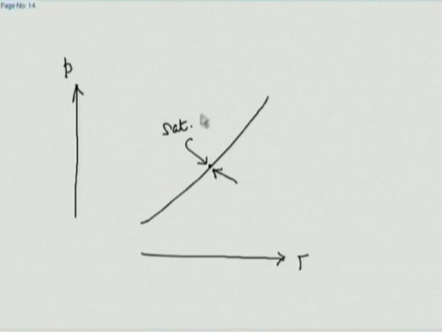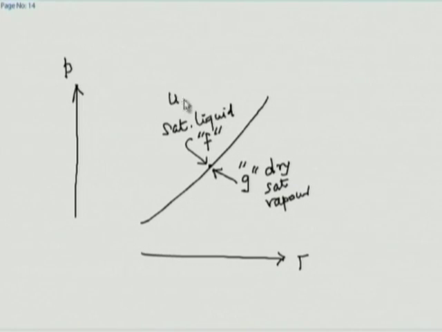The saturated liquid state is denoted usually by the symbol F. The dry saturated vapor state is denoted by the symbol G. For example, the internal energy will be UF, enthalpy HF, specific volume VF, specific entropy SF. We have not yet defined it, but it is tabulated, so we will look at the values.